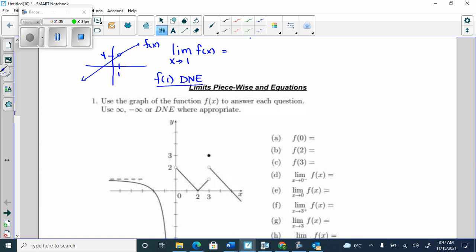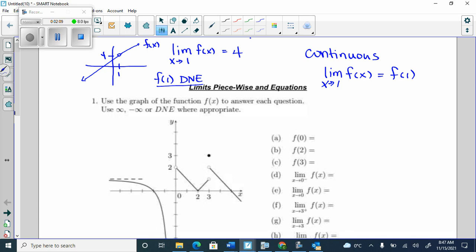But the limit as x approaches 1 does exist. It's 4, because it's just what it approaches from the left and the right. From the left it approaches 4, and from the right it approaches 4, so the limit is 4. It's literally just what the y values are as I approach it, not exactly what it is. Now, in order for the graph to be continuous, the limit as x approaches 1 of f of x has to equal f of 1.